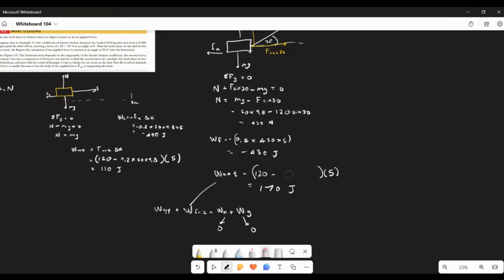So I gotta fix this up. Because it's an angle, so this is cos 30 minus the, what is this guy again? 0.2 times 430. There we go. And you should get, hey, prof na lady there, 89.62 joules. Yep, it must be the positive, sorry. 90 joules.